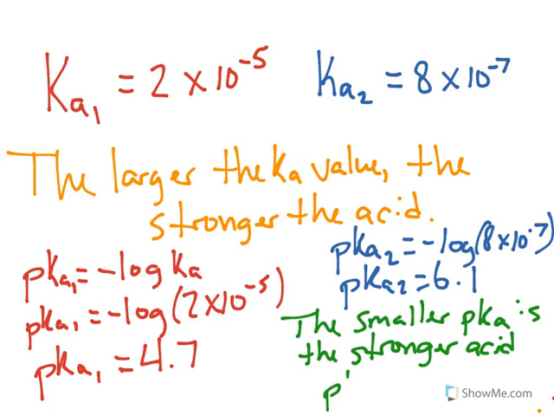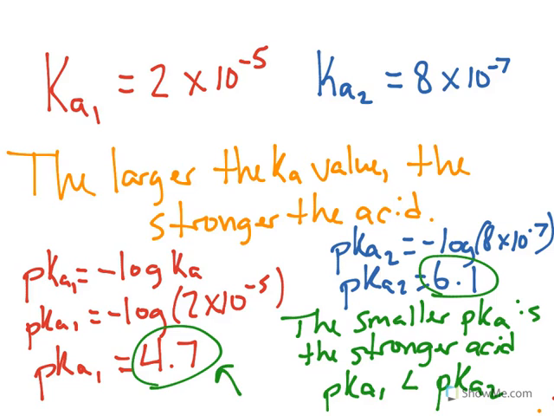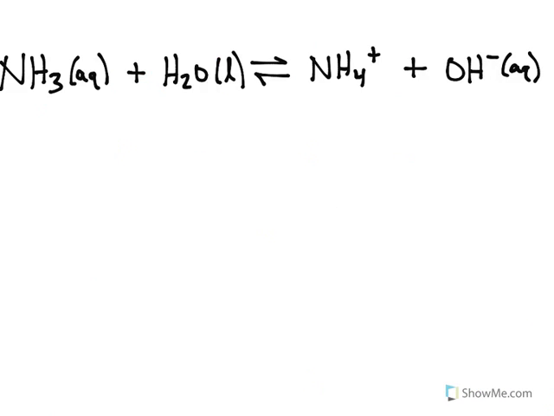So since pKa1 is less than pKa2, in other words, 4.7 is less than 6.1, that leads to us knowing that the red acid on the left is the stronger acid. The same can be done for bases.